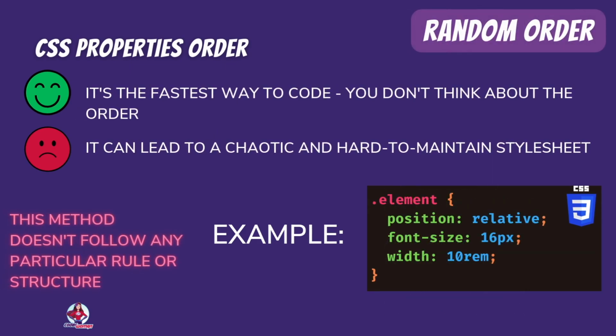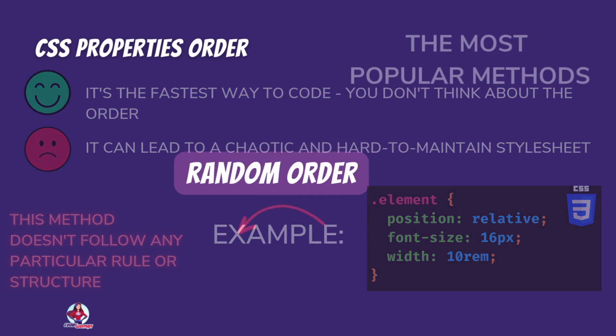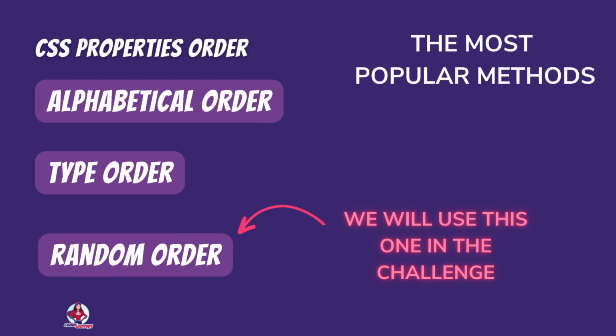And the last one is random order. This method doesn't follow any particular rule or structure. You write properties as they come to mind. On the one hand, it's the fastest way to code since you don't have to think about the order. On the other hand, it can lead to a chaotic and hard to maintain style sheet. So, what's the best method? That's entirely up to you. Try them all out and see what suits your style. Just remember, the goal is to keep your code clean and easy to read.